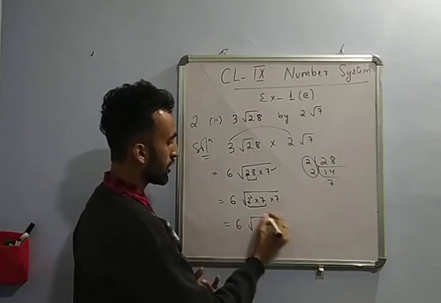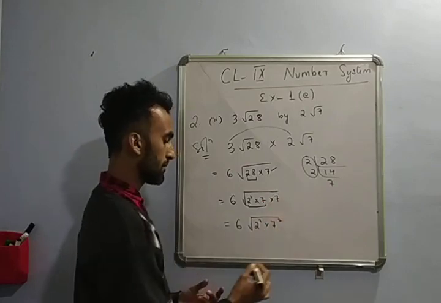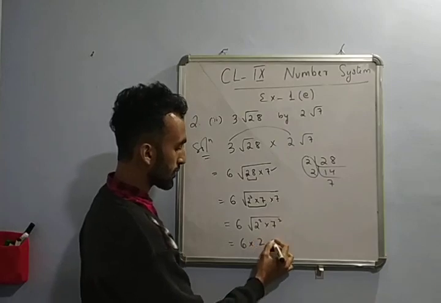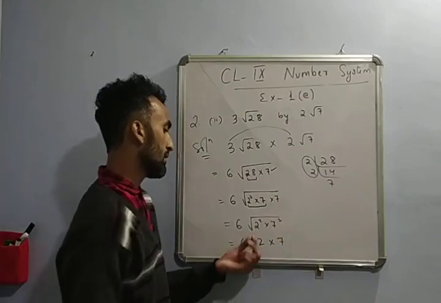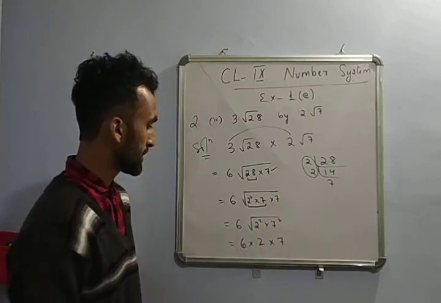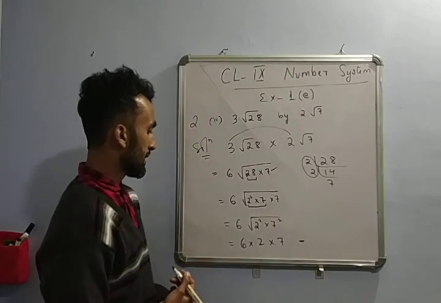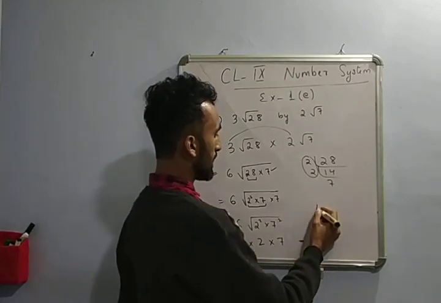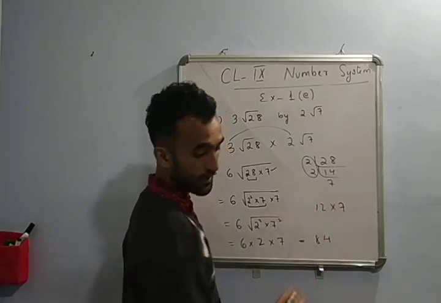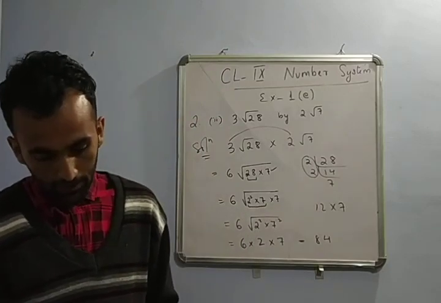Now what can I write? 2 square is there into 7 also has got a square now. Now it will come out, both will come out. 2 also will come out and 7 also will come out. Why? Because both have a pair. If it doesn't have a pair, it will remain inside. Now it has a pair, it comes out. Okay? Now 6 2s are 12, 12 into 7 is 84. 84 is the answer. This is how you multiply.